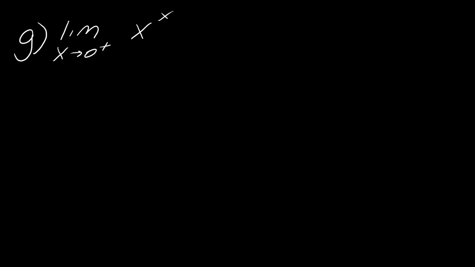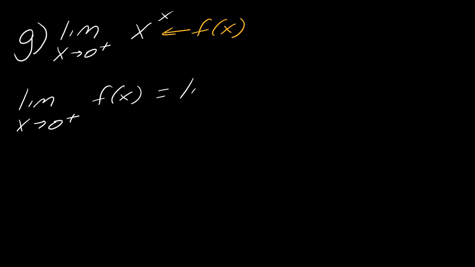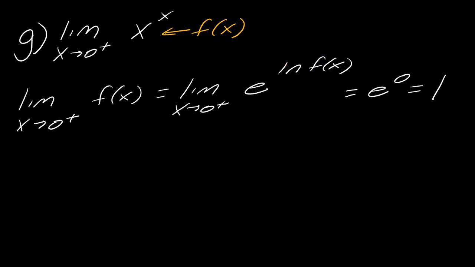And now from the top, let's think of this as my f of x. So I'm going to leverage that property. So the limit as x approaches 0 on the right of f of x is going to be equal to the limit as x approaches 0 from the right of e to the natural log of f of x. And this is what we just figured out. So now I can just plug in the limit. So this is going to equal e to the 0. So once again, this just equals 1. And now we are done.